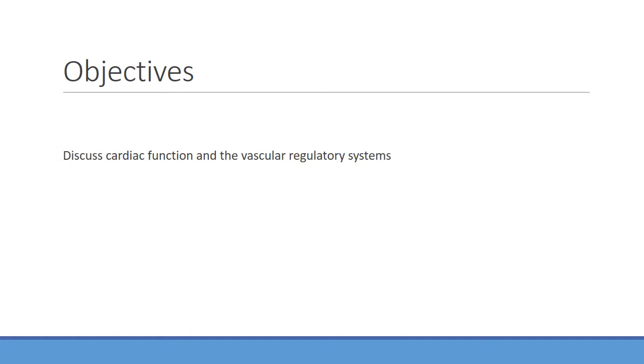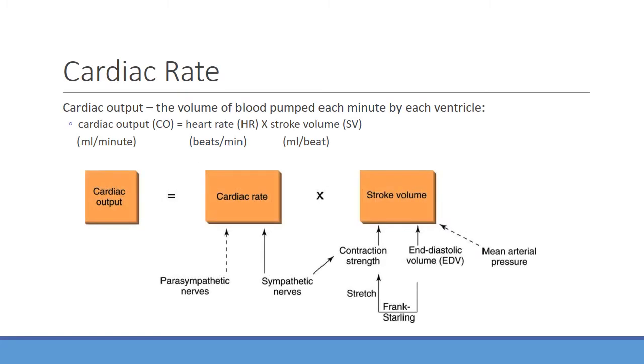So we're going to be discussing the cardiac function and vascular regulatory systems. The next slide, and then the next. Okay, so what is cardiac output? We'll say that this is going to be a product of two things. It's basically the blood that gets pumped each minute by the ventricle. And mainly we're going to be discussing which ventricle? The left one, right? That's the one doing the majority of the work in the body, circulating blood around. You can multiply these two factors together to get your cardiac output.